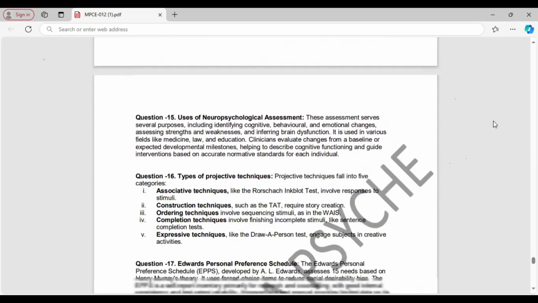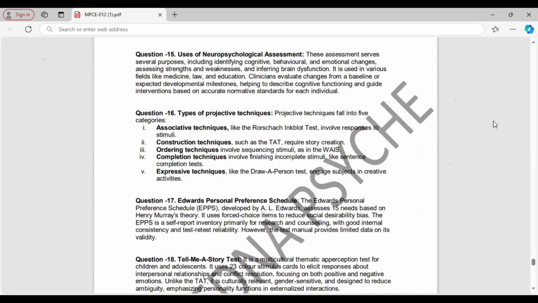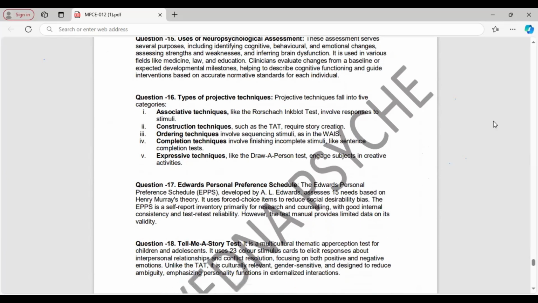Question 15. Uses of neuropsychological assessments. These assessments identify cognitive, behavioral, and emotional changes, assess strengths and weaknesses, and also infer brain dysfunction. These evaluations are applied in medicine, law, education, and research.